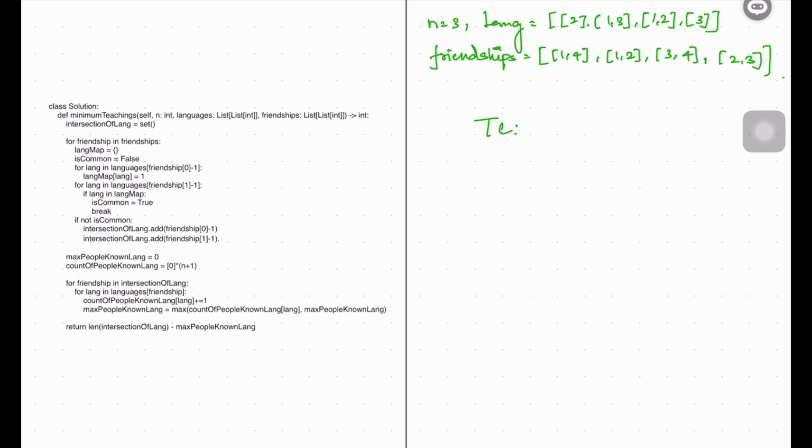So for time complexity, m will be the friendships, and n will be the languages. Space complexity is the intersection of the languages, which might be order of m, plus the count of people, which will be order of n. The time complexity will be order of m, because we are traversing the friendships, which are of length m, and the languages of length n. I hope this is clear to you guys.